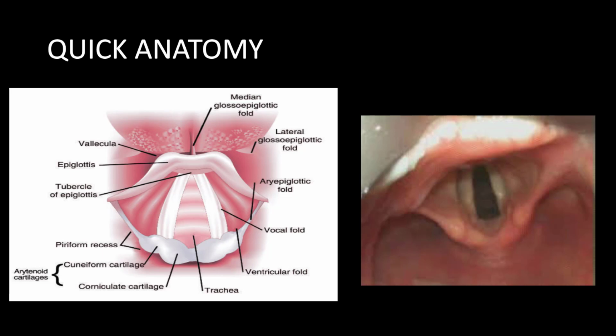Next, you have the vocal cords, the pearly white cords, which you're looking for, and in between, the glottic opening. Posteriorly, you have your arytenoid cartilages, and if you can visualize your arytenoid cartilage, you have a decent chance of securing your tube because you know the direction that you need to target. And then you have your piriform fossa on the lateral sides.